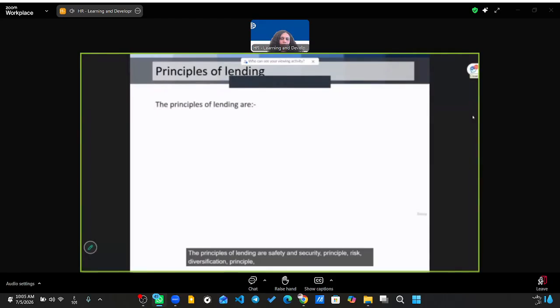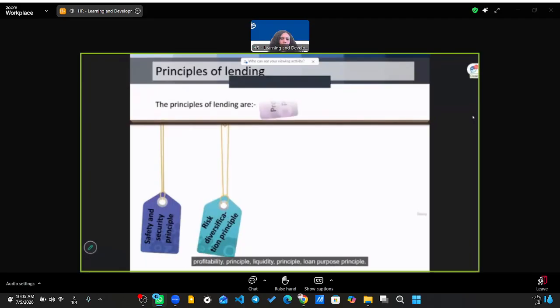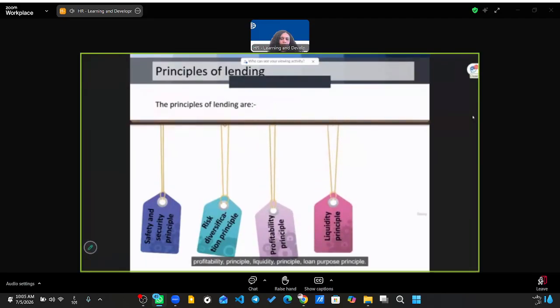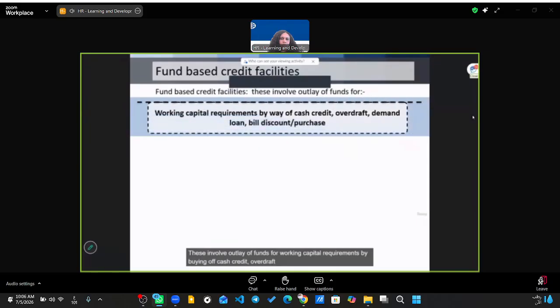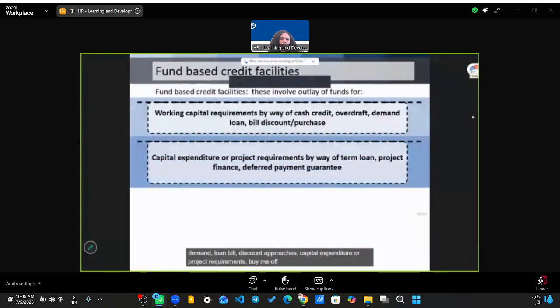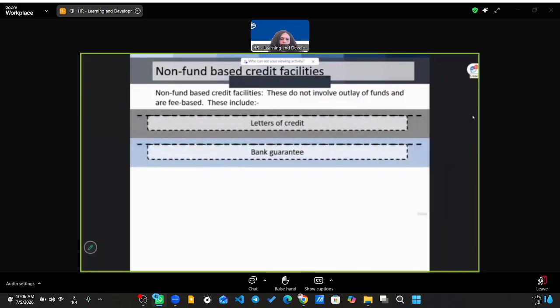The principles of lending are: safety and security principle, risk diversification principle, profitability principle, liquidity principle, loan purpose principle. Fund-based credit facilities. These involve outlay of funds for working capital requirements by way of cash credit, overdraft, demand loan, bill discount or purchase, and capital expenditure or project requirements by way of term loan, project finance, deferred payment guarantee. Non-fund-based credit facilities. These do not involve outlay of funds and are fee-based. These include letters of credit, bank guarantee.